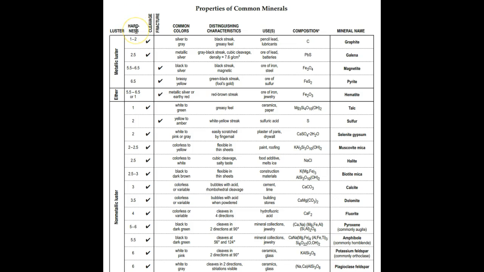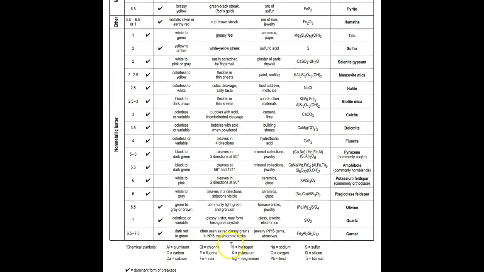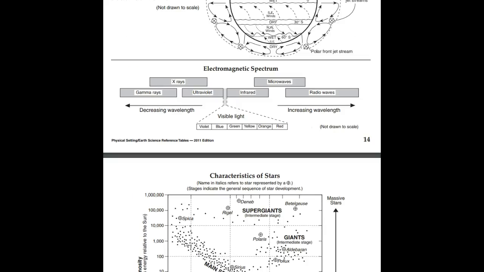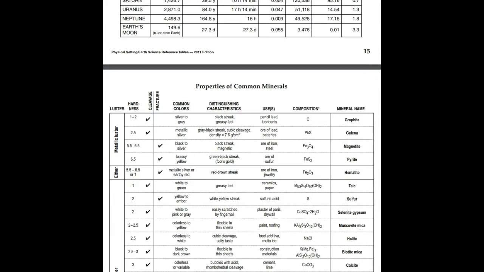This is on the Mohs hardness scale. 1 would be the least hard, so it would be soft, and 10 would be the hardest. However, on this particular reference table, if you scroll down to the bottom, you'll see that garnet is the hardest one displayed on this table, which has a hardness between 6.5 to 7.5.